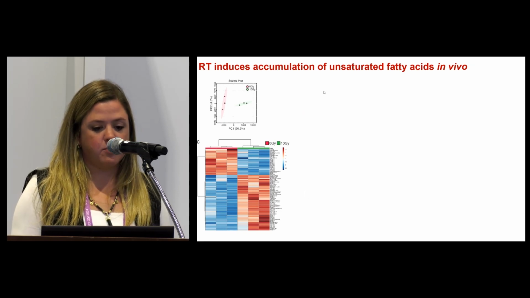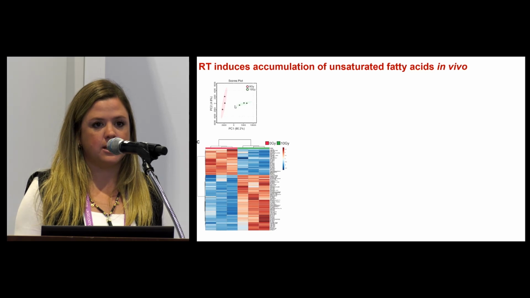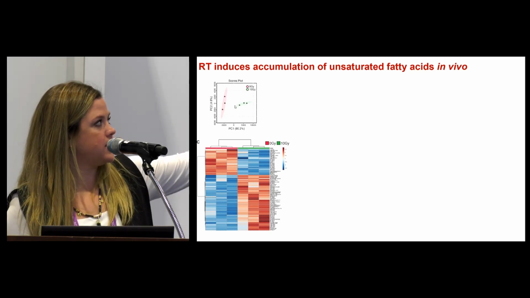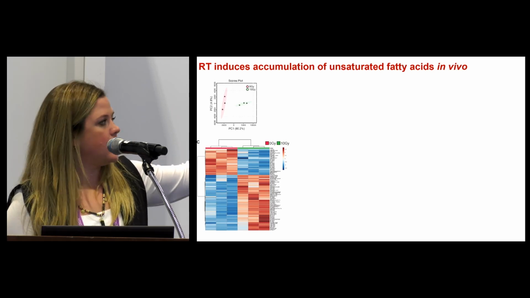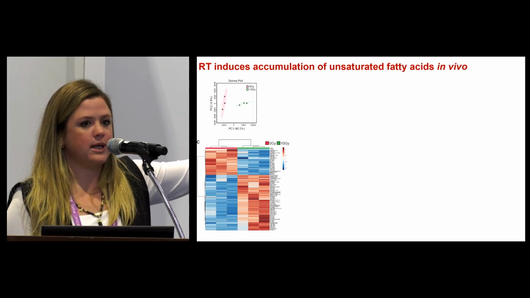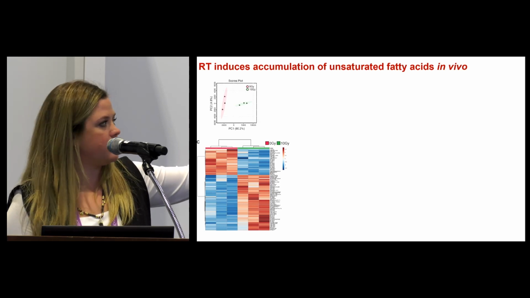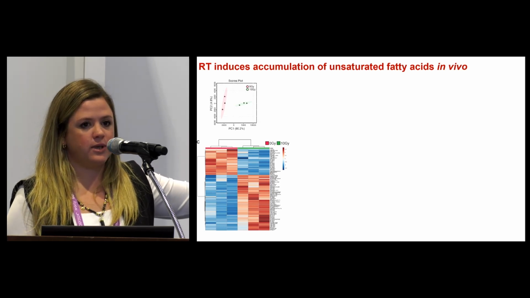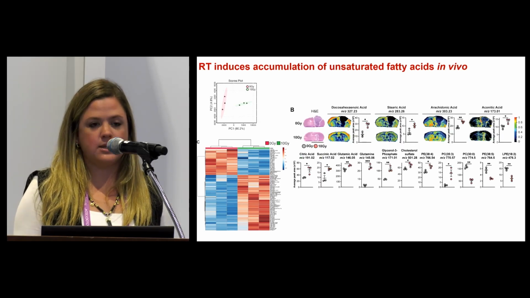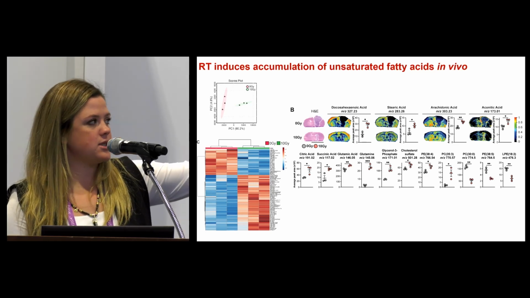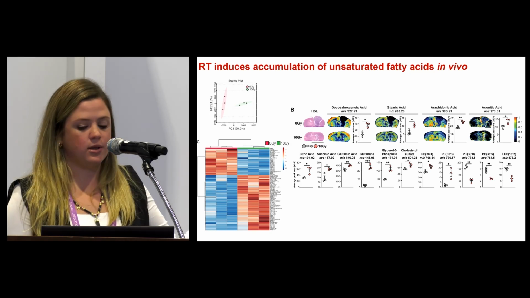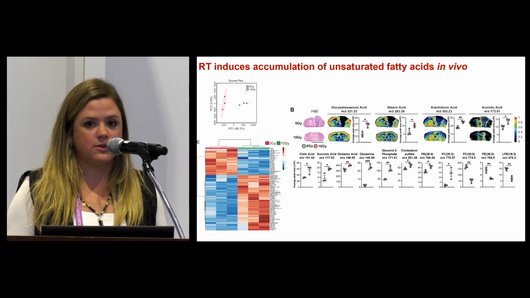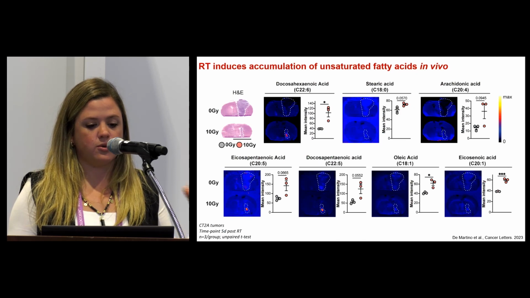So these are the results from MALDI. As I said, we have untreated mice and mice that received 10-gray radiation, and we could see in the PCA plots that the samples are nicely separated. And in the heat map, you can see the metabolites that are affected after radiation. We have a very nice reproducibility between the three samples. And this is just to show you some representative images of some of the metabolites that we saw altered after radiation and the quantification. So based on these findings, we did a targeted approach through DC.